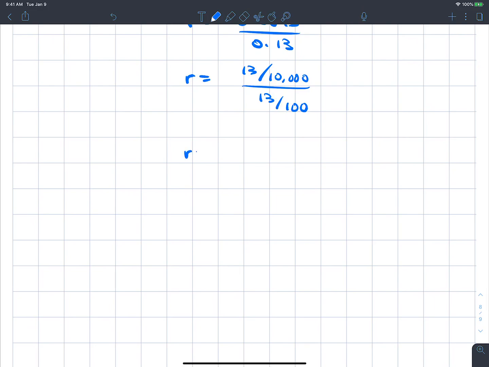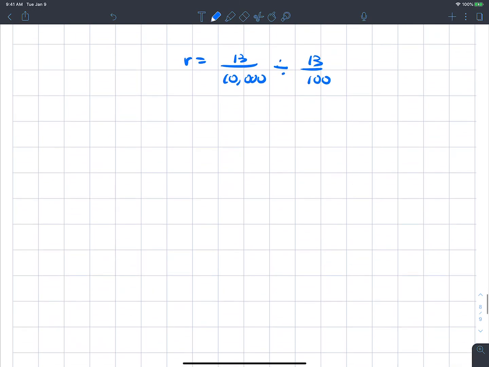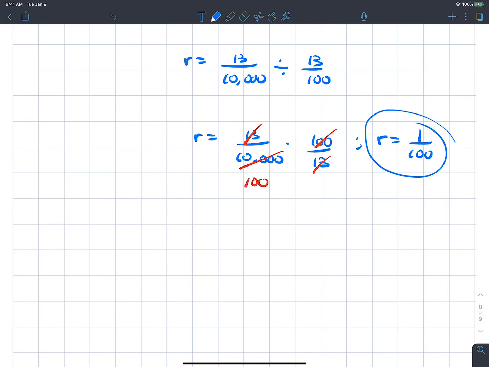And this is now a complex fraction. So this is 13 over 10,000. Okay, let's write it divided by 13 over 100. We'll do an extra step. And now r is 13 over 10,000 times 100 over 13. So here's what we end up getting here. Our 13 cancels. And 100 over 10,000 will leave 100. So r here is 1 over 100.